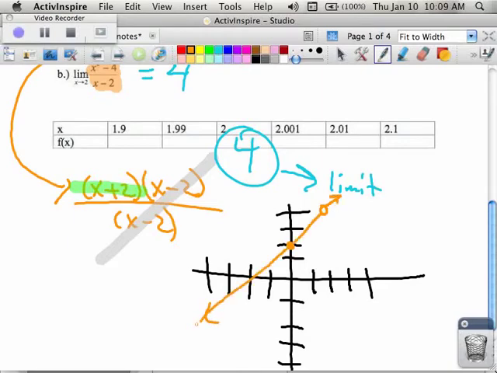I have a line, except at x equal to 2 and y equal to 4, there's a hole there. That's what's going on.